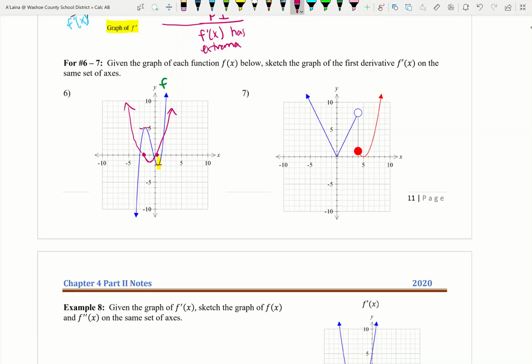How deep does this little valley go right here? I don't know. It doesn't really matter. What I do know is somewhere my concavity changed, and where that concavity appears to change should look like an extrema on the f prime graph.